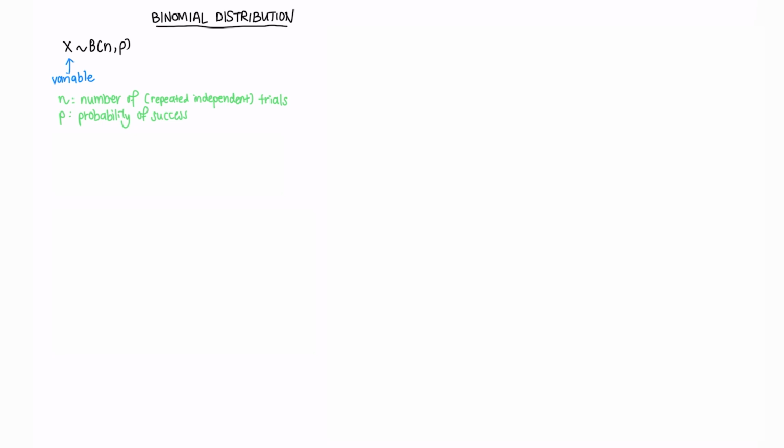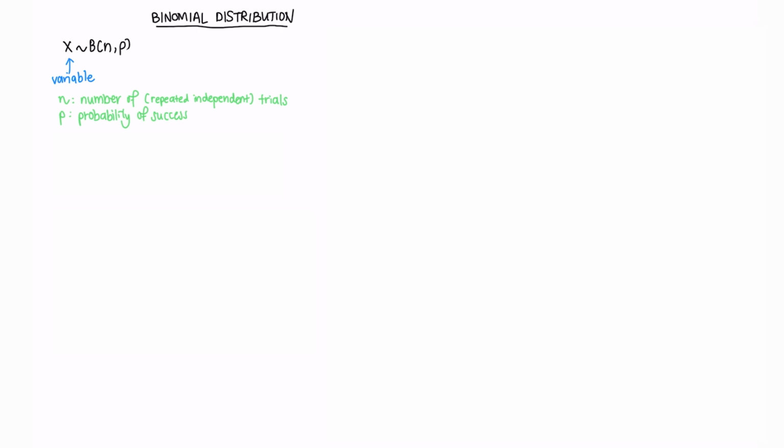Hello everyone and welcome to the first distribution that we'll be learning in statistics, the binomial distribution. A binomial distribution is used to model what happens over n independent trials with a probability of success p and a probability of failure 1 minus p.